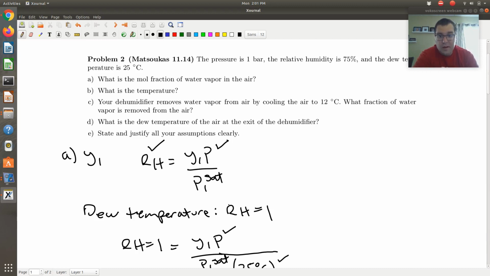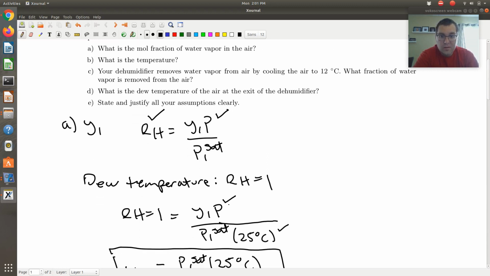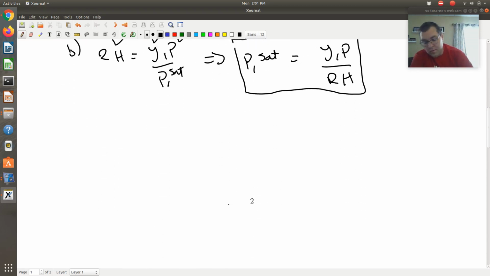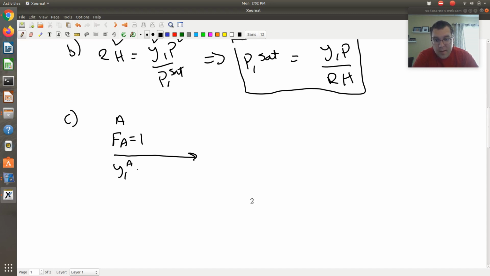So let's take a look and play with this. Let's just play with part C here for a second. Let's think about this humidification process. I have some inlet stream, we'll call this stream A, my inlet. It can be at some flow rate FA. We take a basis of, say, 1. Then Y1A we calculated in problem A, so I know that.